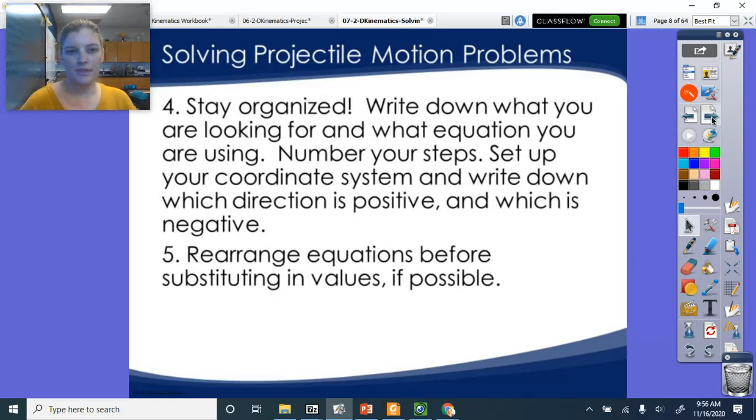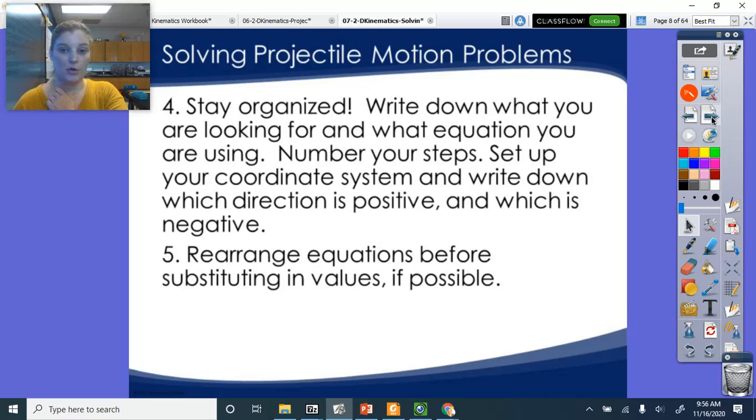All right, and then we want to make sure we try to keep this organized. So we want to write down all the information, but keep an idea of what we're looking for and what equation we're using. So I preach this all the time as much as I can. Always write down every single variable you have. Write down your starting equation with just the variables. And then if you need to, number your steps because sometimes it can get a little cluttered. So this way it's going to help you keep everything all sorted out.